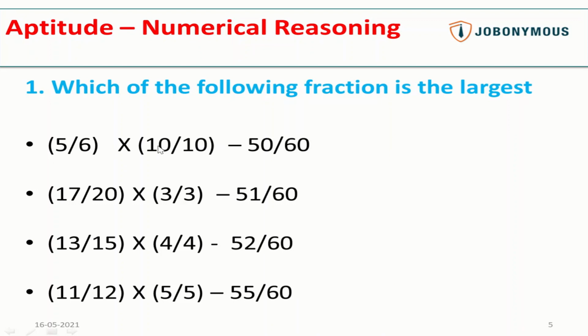So if you multiply this fraction by 1, it will not make any difference to its value, but your denominator will be the same for all. So if you do this, you will get 50 by 60. Next one, to make it 60, you multiply by 3 by 3, so it will come out to be 51 by 60. Similarly 4 by 4 and 5 by 5. So now you have got the same denominator for all these fractions.